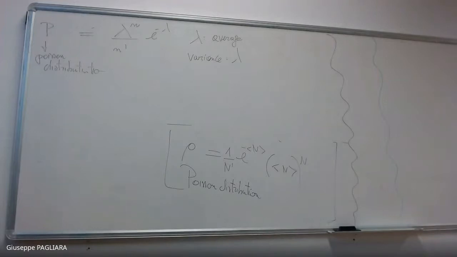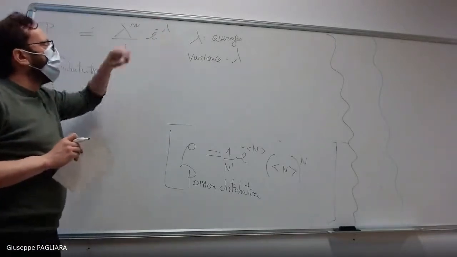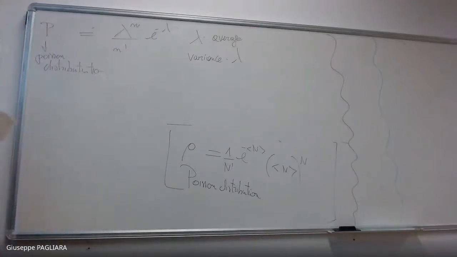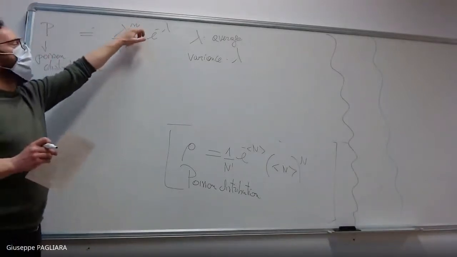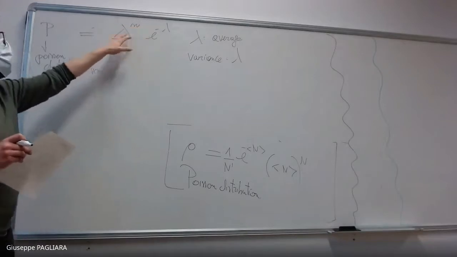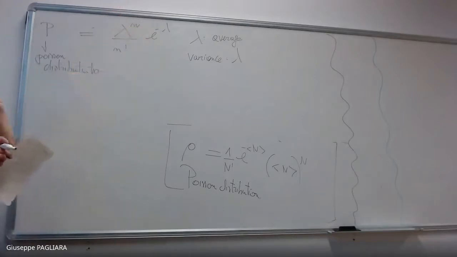The Poisson distribution tells you that if something occurs with an average lambda, and you ask yourself whether this event will occur n times, the probability is equal to lambda to the power of n, e to the minus lambda, divided by n factorial.